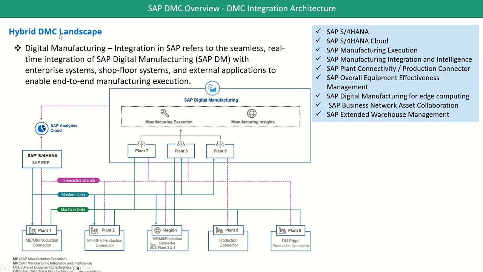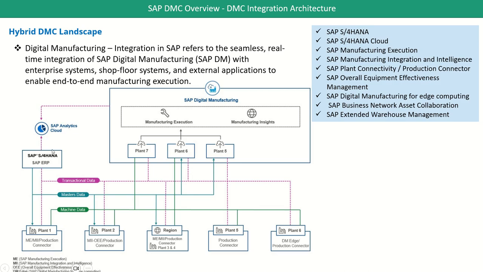So this architecture, this landscape, shows how the digital manufacturing execution system is integrated if some of the plants are on Digital Manufacturing on cloud and some of the plants are still available on premise. So slowly we can migrate the plants, or we can bring one or two plants initially to SAP Digital Manufacturing on cloud, while the other plants are still on premise. So you can still use Digital Manufacturing and take advantage of it.